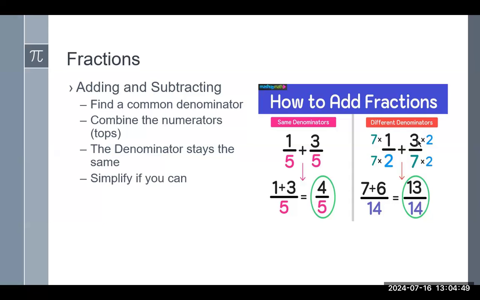So the way we get the same denominator is we just take the denominator of our second fraction, multiply it on the top and the bottom of our first fraction, and take the denominator of our first fraction and multiply it on the top and the bottom of the second fraction. So 7 times 1 is 7, and 7 times 2 is 14. 2 times 3 is 6, and 2 times 7 is 14. That's how we get 7 plus 6 over 14, which is 13 over 14.